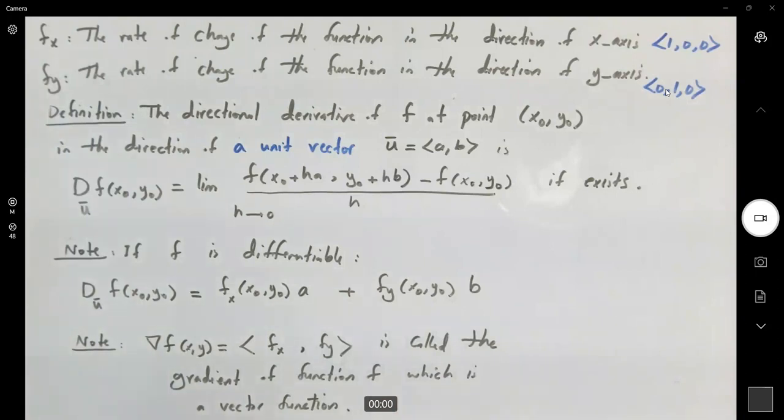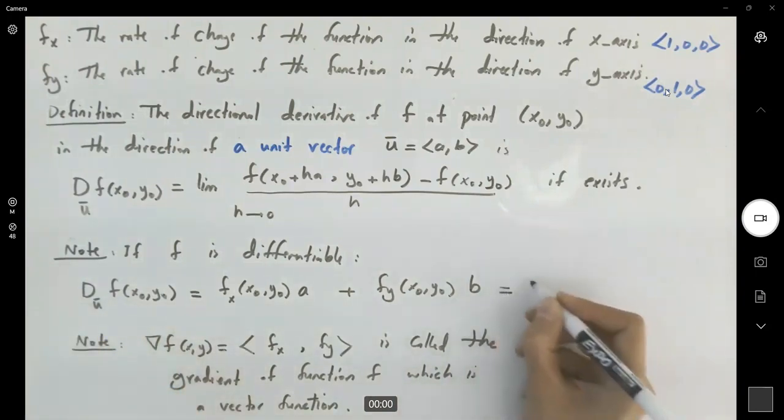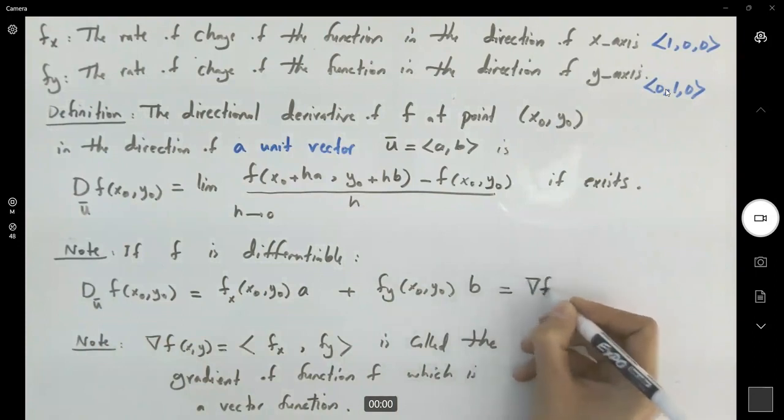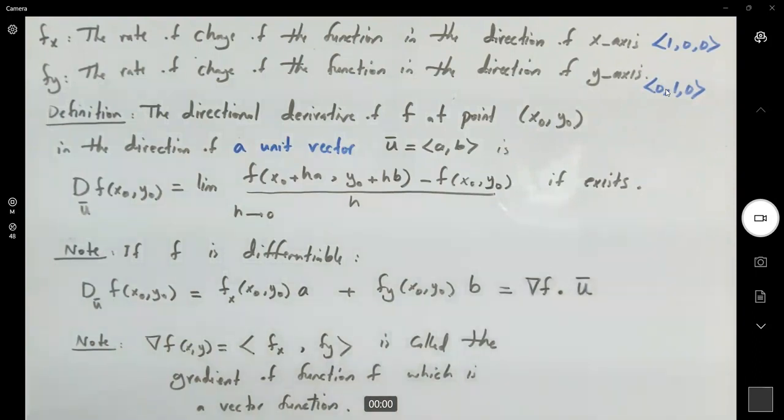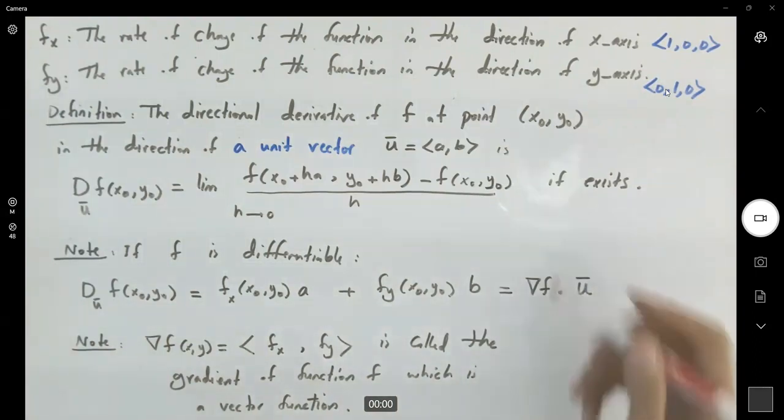By using this definition, the directional derivative of f in the direction of u is just the dot product between the gradient of f and the unit vector u. So this is the dot product.